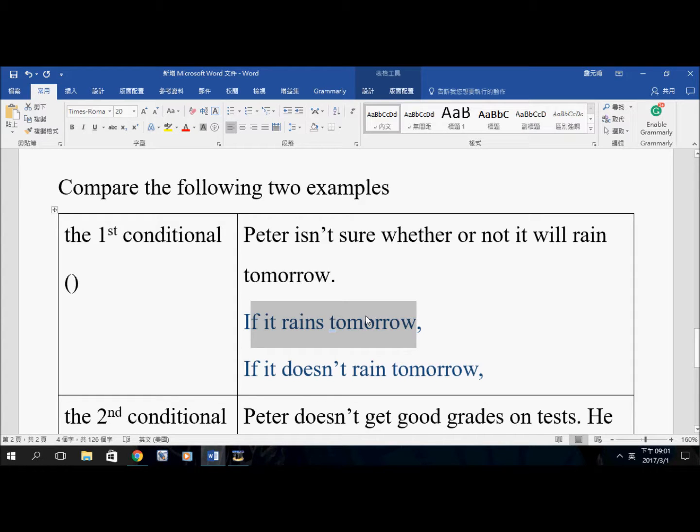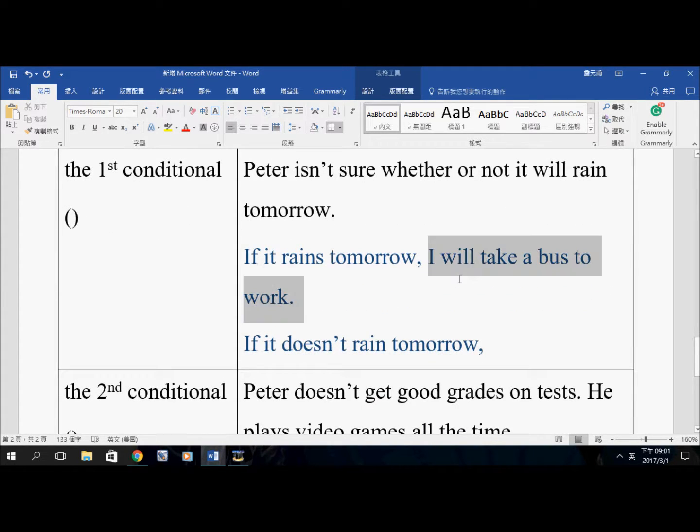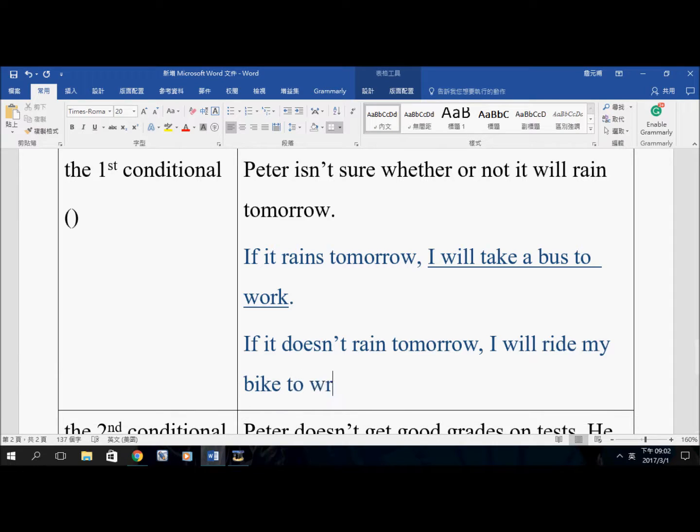So if it rains tomorrow, remember present tense, future tense, I will take a bus to work. So that's the first one. If it rains tomorrow, I will take a bus to work. Now, if it doesn't rain tomorrow, I will ride my bike to work.